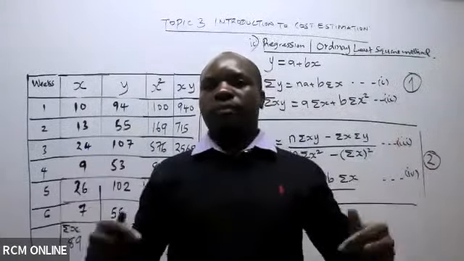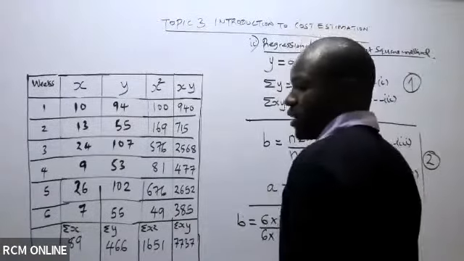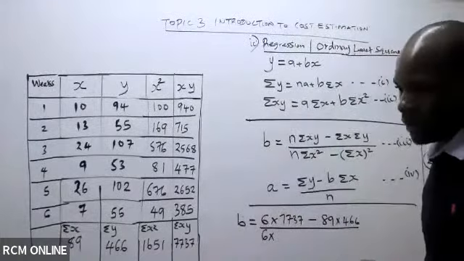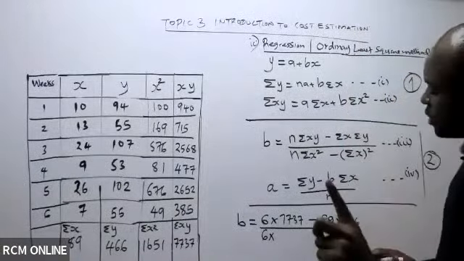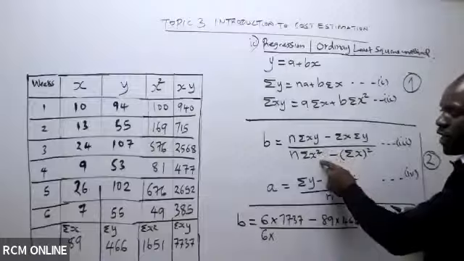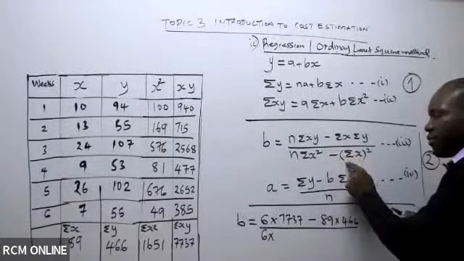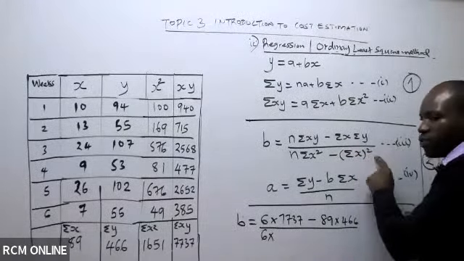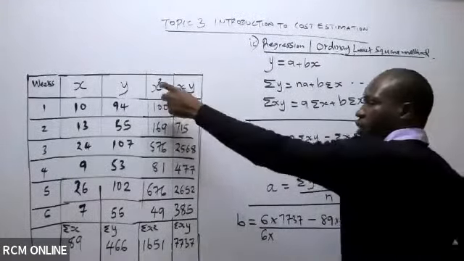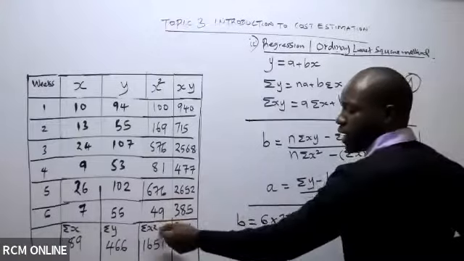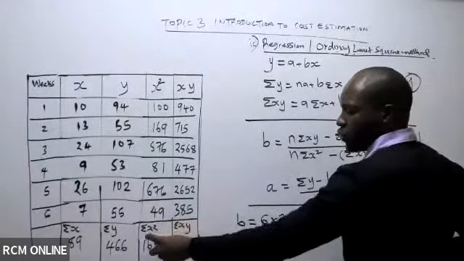Then we go to the denominator, right? Denominator: N times summation of X squared. I want us to get the difference from day one. There's a very big difference between summation of X squared and summation of X bracket squared. Summation of X squared, I pick it from this column. So this is the figure.